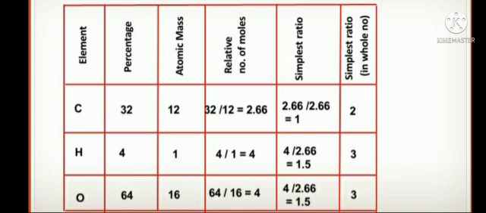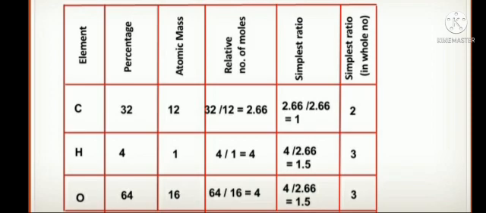Finally, simplest ratio for oxygen, 4 divided by 2.66, which is equal to 1.5. Here the numerator value 4 is relative number of moles of oxygen, where the denominator value 2.66 is the smallest number value in relative number of moles column. Here 4 divided by 2.66 equal to 1.5. Hence, the simplest ratio of oxygen is 1.5.